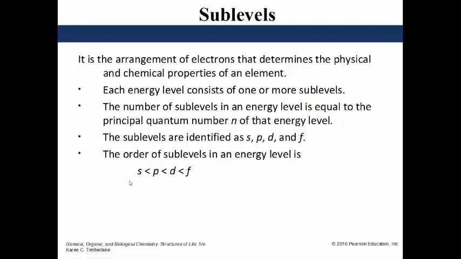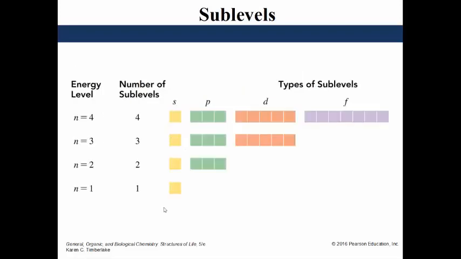So S would be the lowest sublevel. Then a little bit more energy, you get P. After P, you get D. After D, you get F. Here is a quick resource to summarize the energy level with the principal number of sublevels and how they're written. And we'll talk about what these boxes represent in a second.